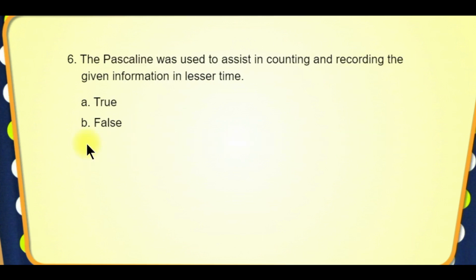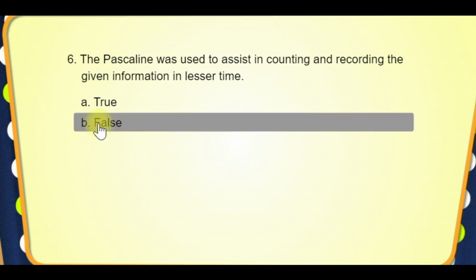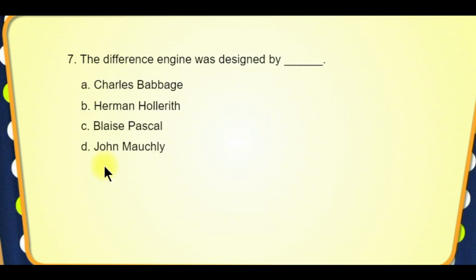Next one, sixth question. The Pascaline was used to assist in counting and recording the given information in lesser time. Option A true, option B false. Correct answer is option B, false.